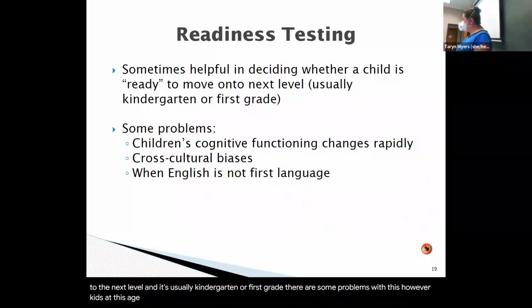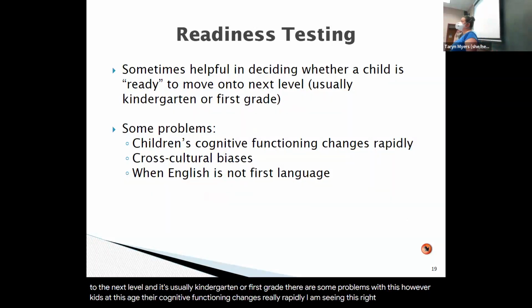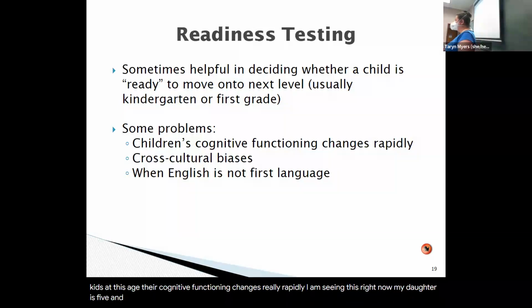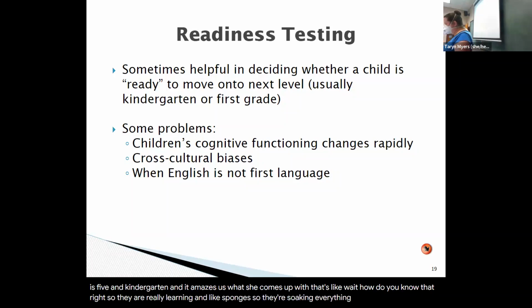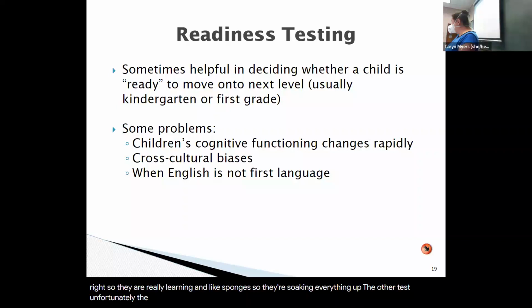Kids at this age, their cognitive functioning changes really rapidly. I am seeing this right now. My daughter is 5 and in kindergarten, and it amazes us what she comes out with. It's like, wait, how do you know that, right? So they are really learning and like sponges, so they're soaking everything up. Like a lot of the other tests, unfortunately, these have some cross-cultural biases. And not surprisingly, when English is their second language, kids won't do as well.